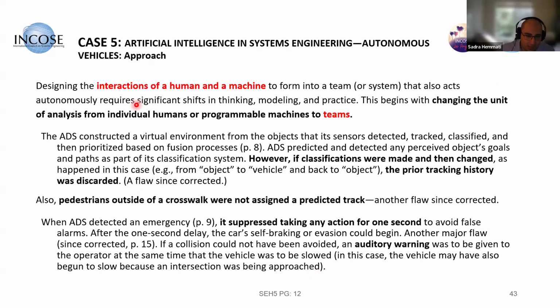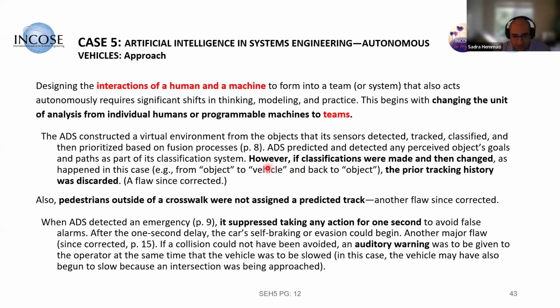And this is about designing interactions of a human and the machine from a team's perspective. So it recommends changing the unit of analysis from individual humans or individual programmable machines to teams of human and computer.